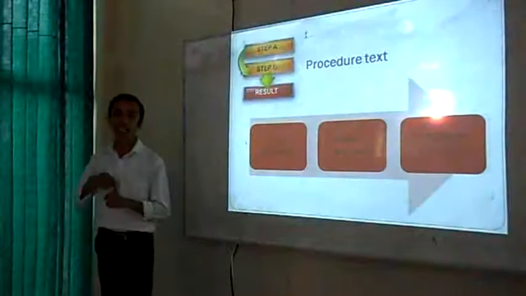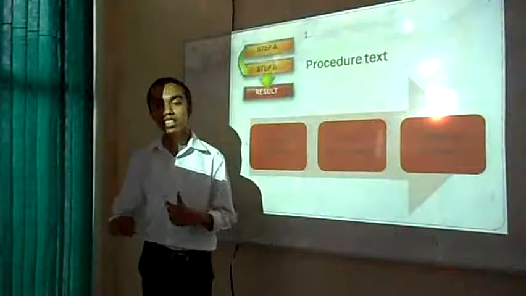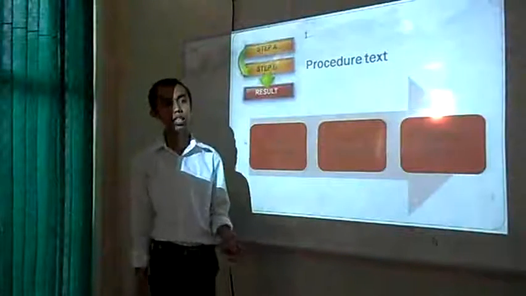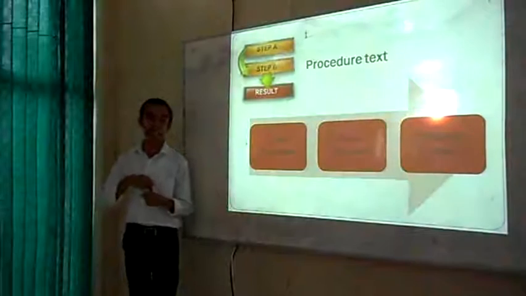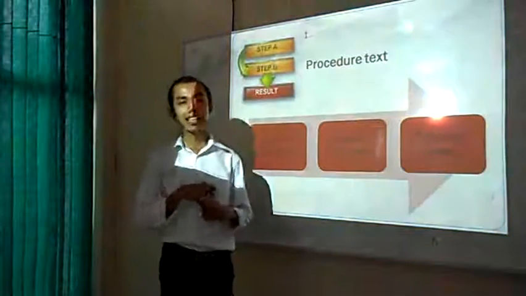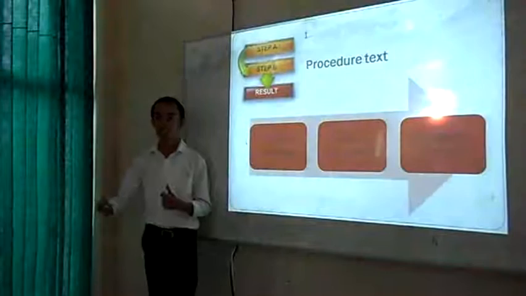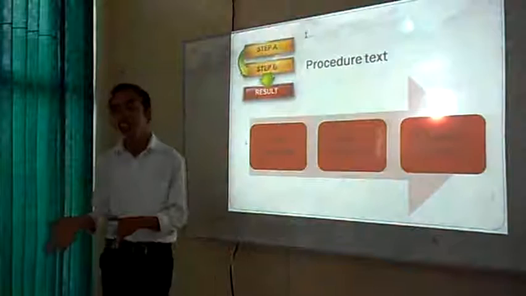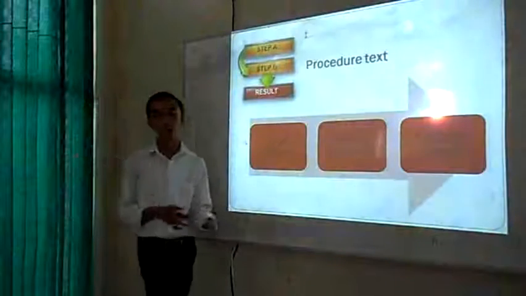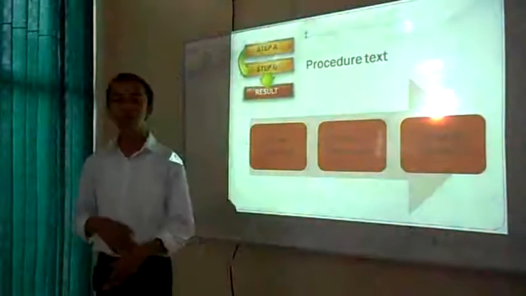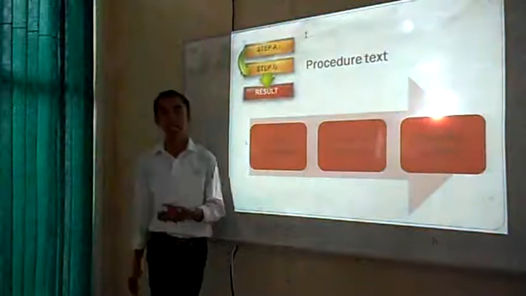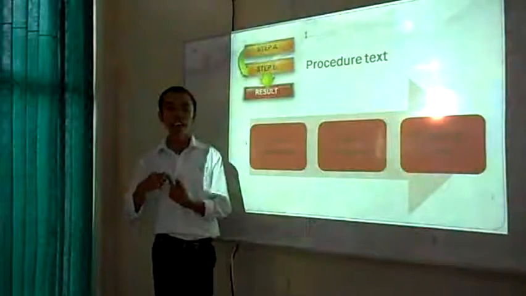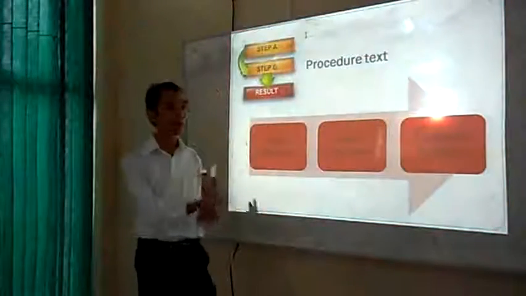For example, the first one is teacher prepares the realia that will be used in the teaching learning process. For example, teacher explains how to make a cup of tea, and then teacher explains the realia with the students. For example, where's the teapot, where's the tea, cup, saucer, and all of the material is complete. And next, teacher explains the procedure text. For example, generic structure, social function, and language feature of procedure text.